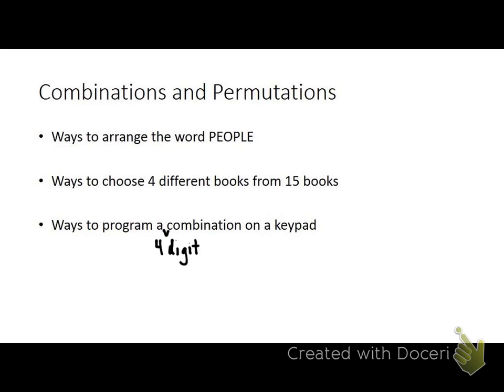All right, so arranging the word people. Am I only selecting a few letters out of the word people? Out of the total? No. I'm taking how many letters in that word? 6 letters and rearranging it. So for the first letter, I have 6 choices for that letter. But once I select a letter, how many choices are left for the second letter? 5. And then for the third letter? 4, 3, 2, and 1. And when I multiply all those numbers together, I get 720.